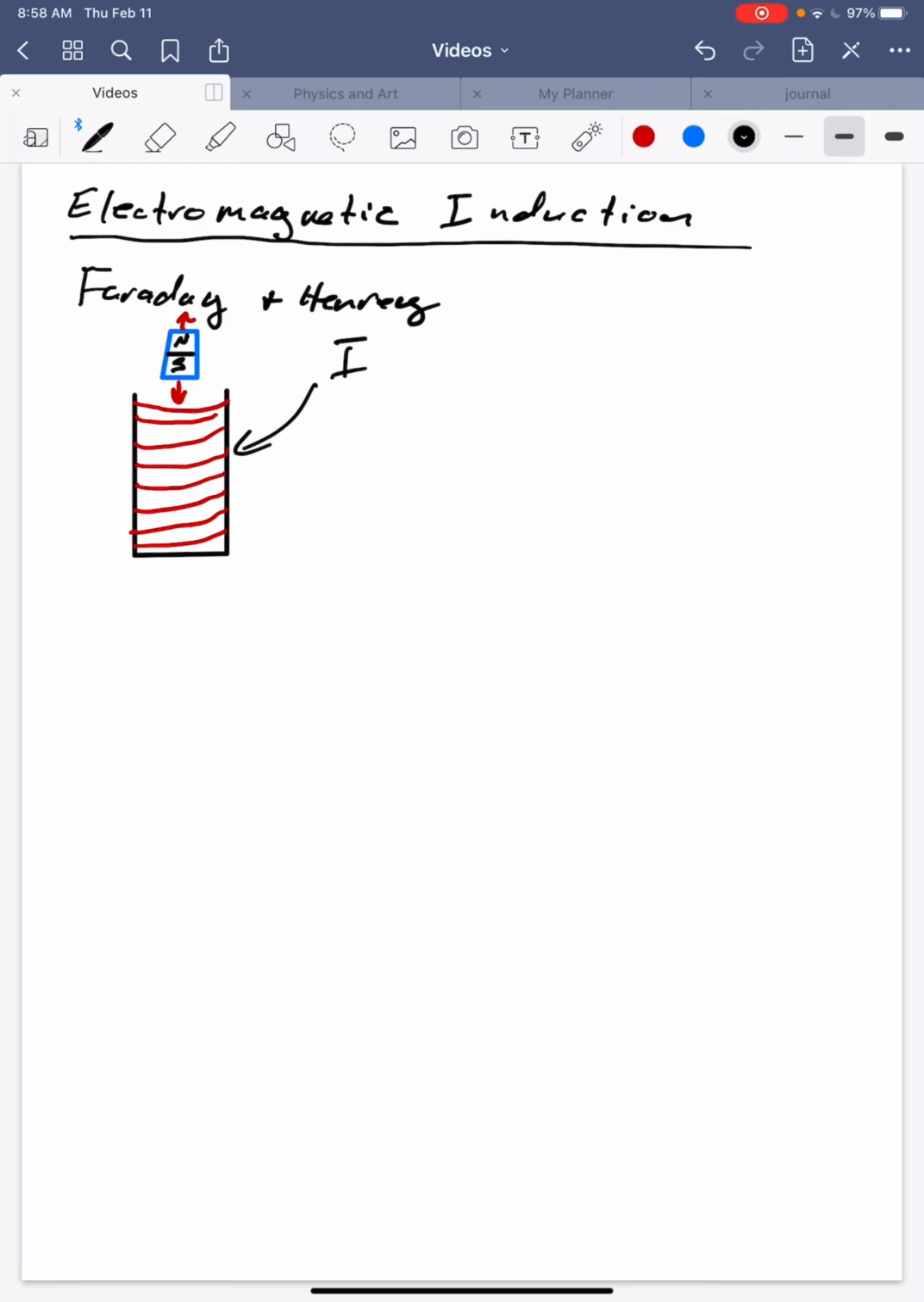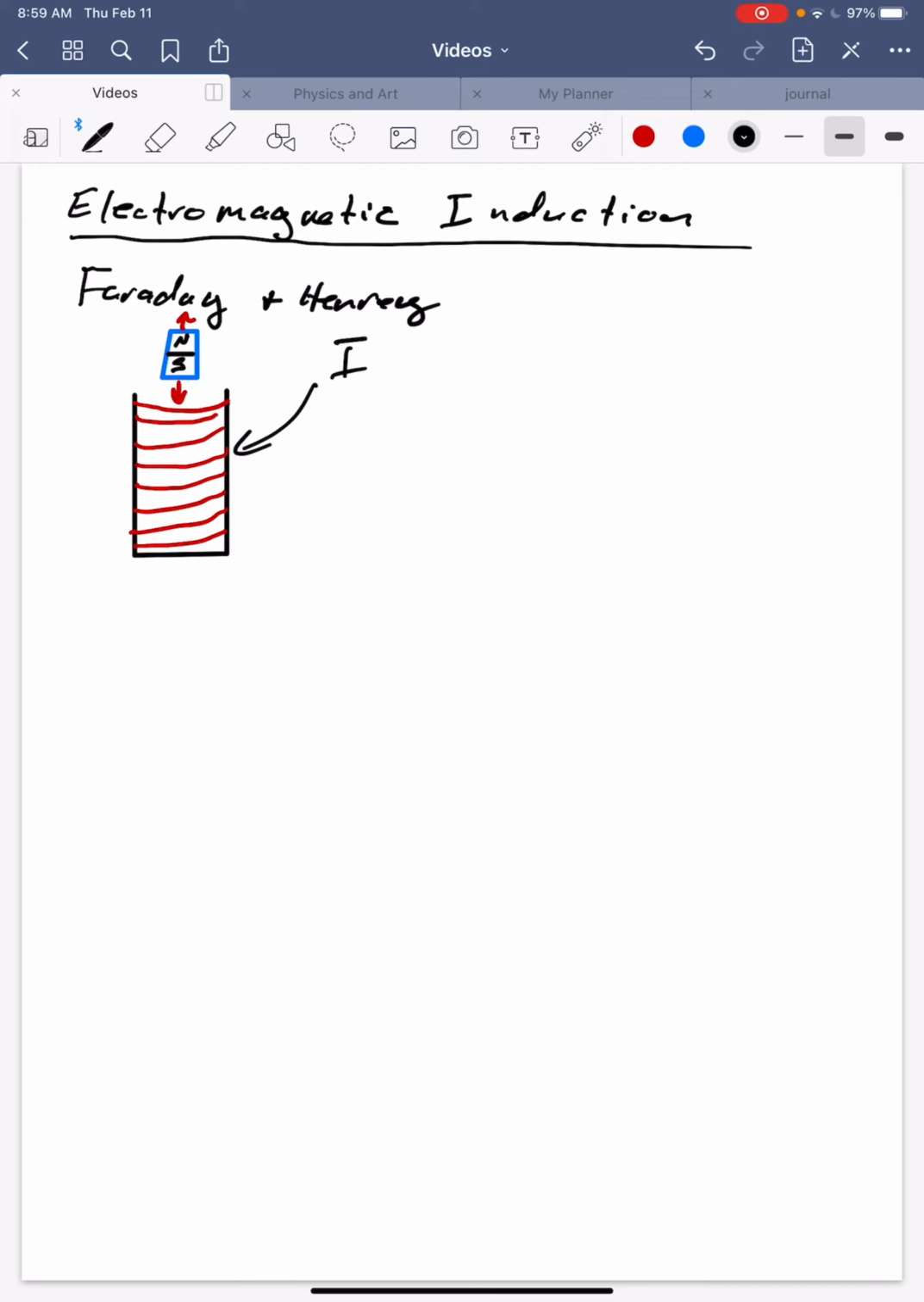So what is it that all of these situations have in common? Well, when I have my bar magnet and I move it close and away, what I've done is I've increased the flux as I move toward the coil and decreased the flux as I move away from the coil. If I have my electromagnet, it's the same situation. It's just not a permanent magnet.